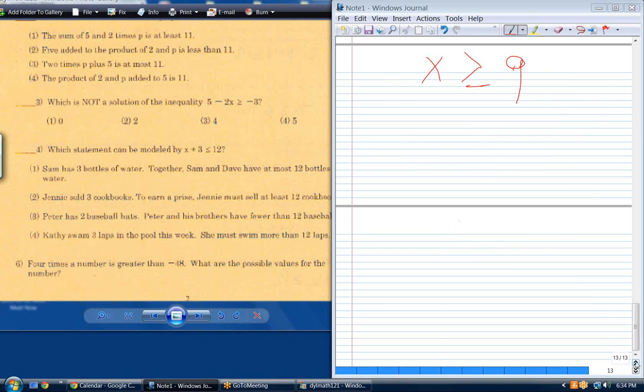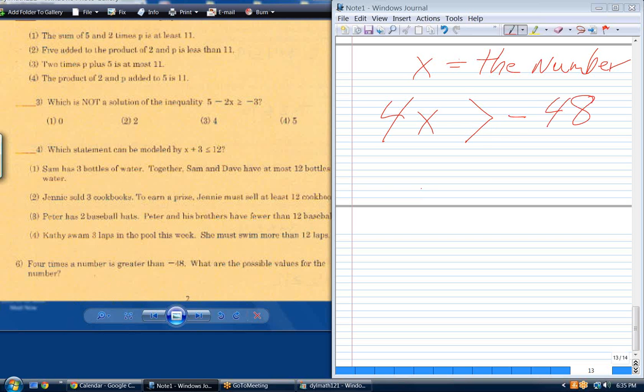Okay. So 4 times the number is greater than negative 48. What are the possible values for the number? Okay, so X is equal to the number. Now what inequality can you write? Okay, so you could do 4X is greater than negative 48. Cool. What's the next line?